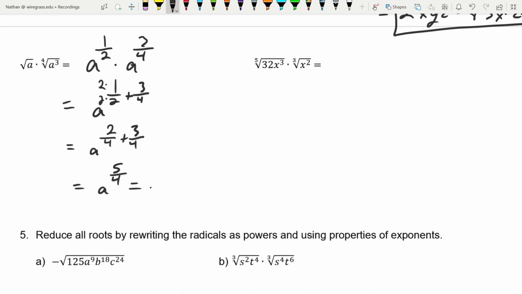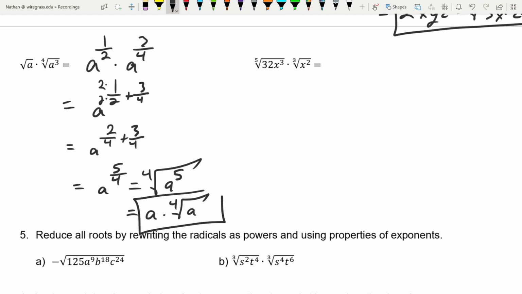And this is the same thing as the 4th root of a to the 5th power. This can be rewritten as a times the 4th root of a. That's because a to the 5th is the same thing as a to the 4th times a. Break up the radical, and you're going to see the 4th root of a to the 4th cancels, and you get this statement.